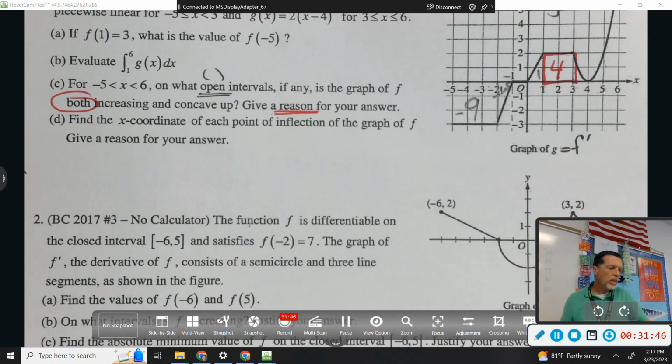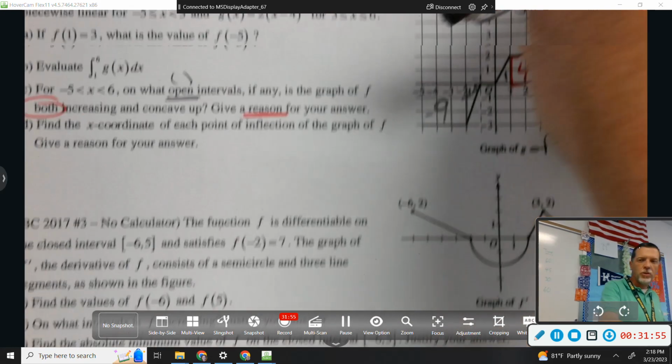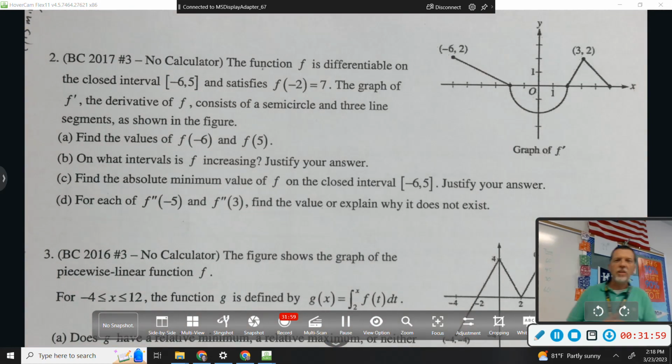All right, I want you to try, timing-wise here, try number 2. So you try number 2. I'll press pause, and then we'll go over it a little bit. It's very similar. So you try number 2.